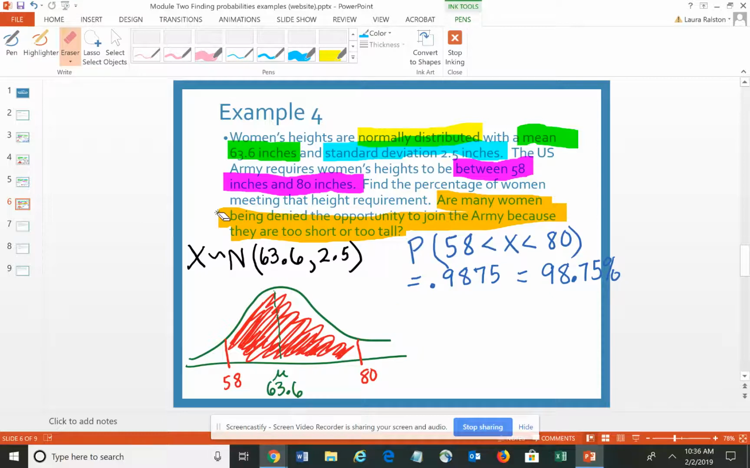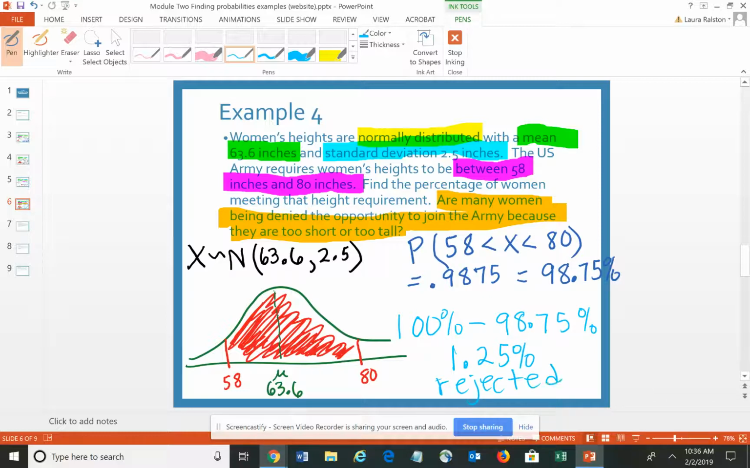We know we have a total of 100%. Okay, so 100% minus the 98.75% that are eligible leaves us with 1.25%. So only 1.25% are rejected or not eligible. So I would say no, not many women are being denied the opportunity to join the Army because they're too tall or too short. I mean, it's only 1.25%.